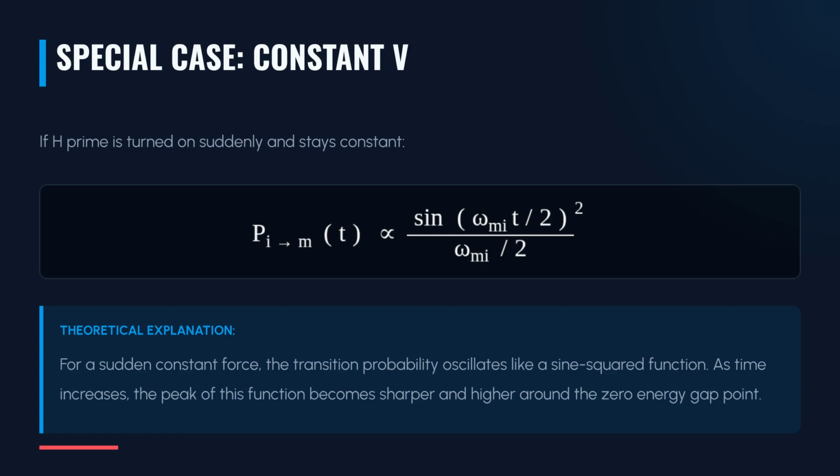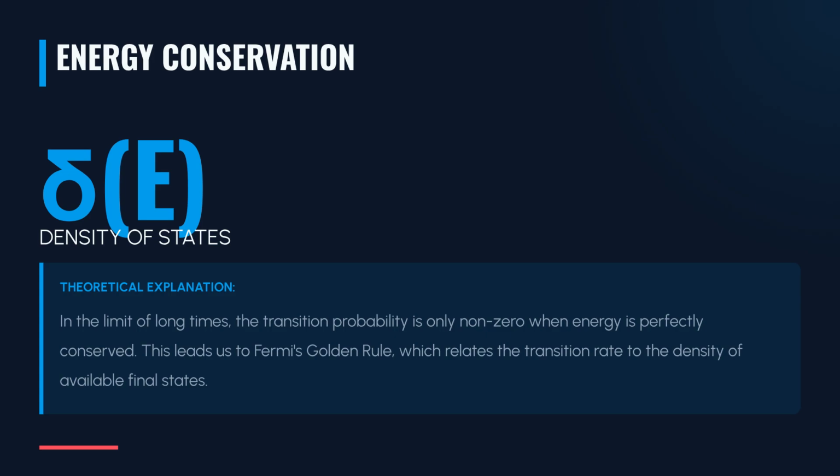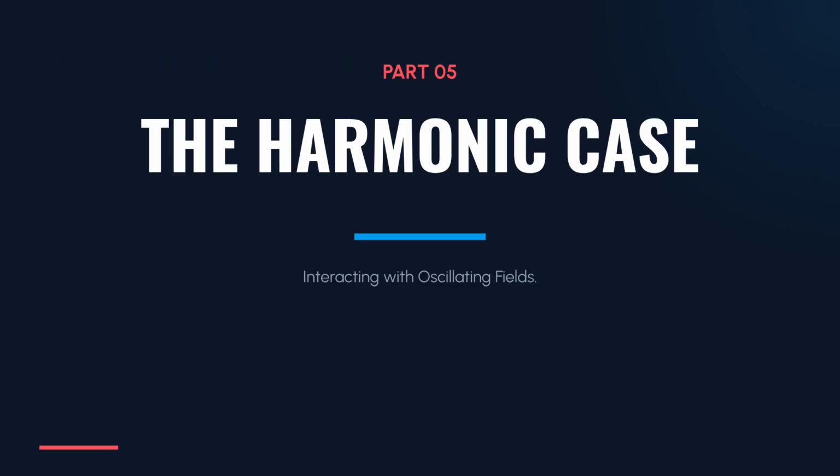In the special case of a sudden, constant perturbation, the transition probability oscillates. The peak probability becomes highly concentrated around the point where the energy gap is 0. For long times, the transition probability is only significant when energy is conserved. This leads to Fermi's golden rule, which relates the transition rate to the density of available final states. Part 5 focuses on the harmonic case, analyzing the system's interaction with oscillating fields.